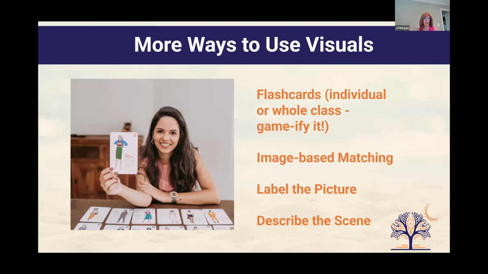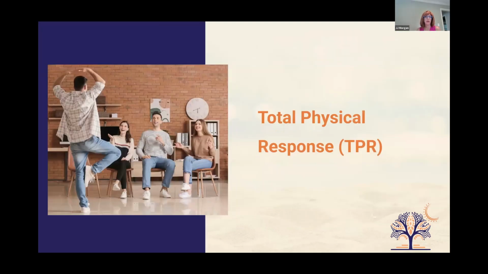Image-based matching, which is what I kind of just talked about. More ways to use visuals. You can label the picture. You can flash up a picture and students can write down an answer, a label for it. You can do this as an exit ticket where you flash up pictures and they just write 1 through 5 and they write the labels and turn it in. You can flash a picture and have them describe the scene. Right? There are lots and lots and lots of ways that we can use visuals.